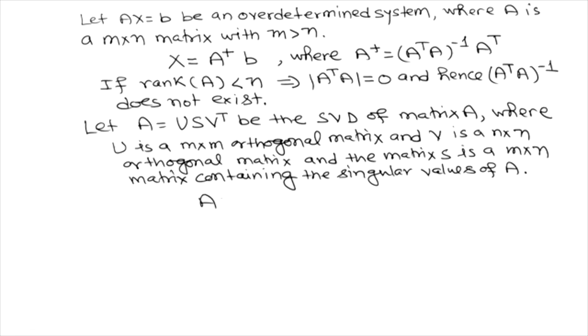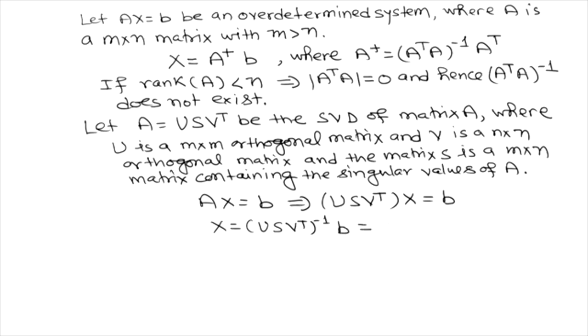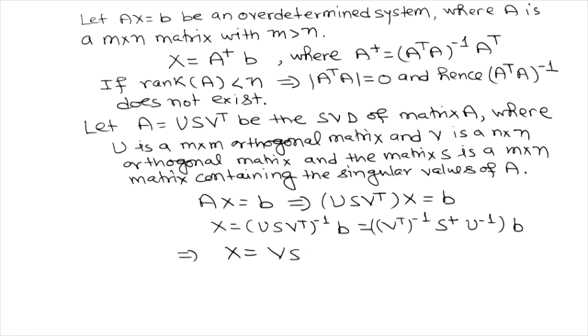Now, we have a system Ax equals to b. So, A can be written as U S V transpose into x equals to b. From here, I can write x equals to U S V transpose inverse into b. This can be written as V transpose inverse, S inverse, which I am writing as S plus, into U inverse into b. Since V is an orthogonal matrix, V transpose is also orthogonal, and V transpose inverse will become V transpose transpose, which is your matrix V. So, x equals to V S plus, and U inverse will become U transpose, because U is also an orthogonal matrix, into b.